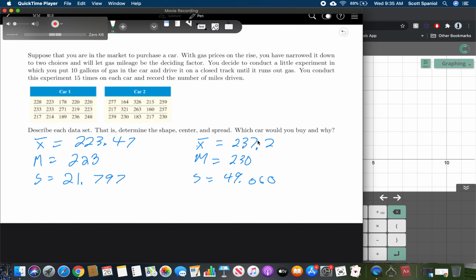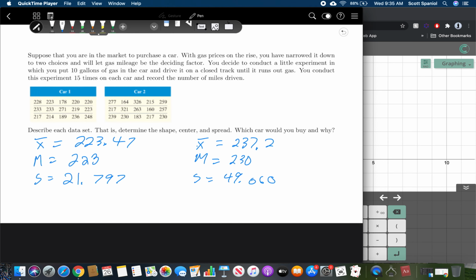So if we look at these, what shape, first of all, is this first distribution? Well, the mean and the median are basically the same number. So that means this is symmetric. Okay. And so that means we're going to use the mean for our center. And then our dispersion is 21.797.